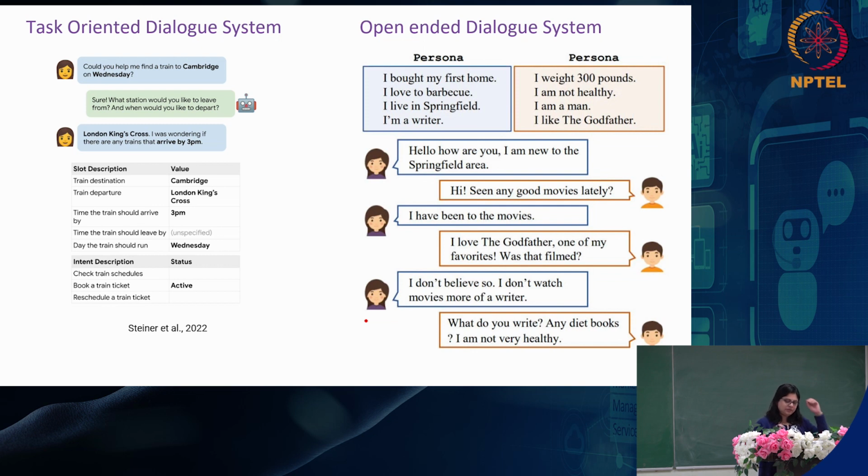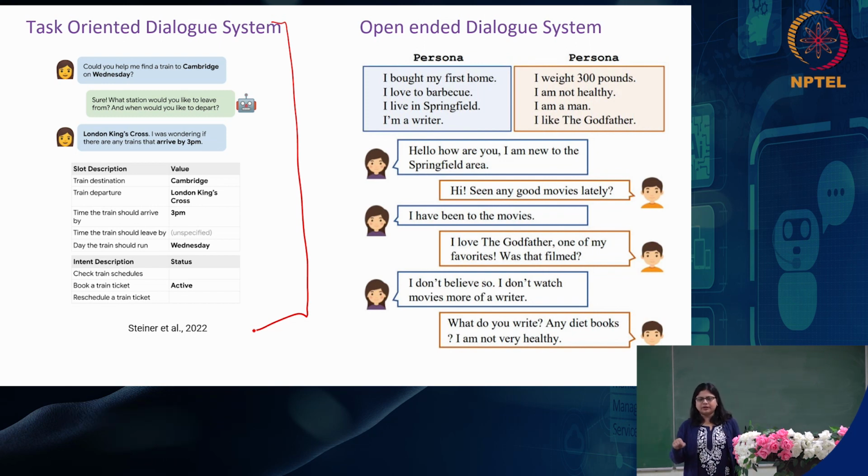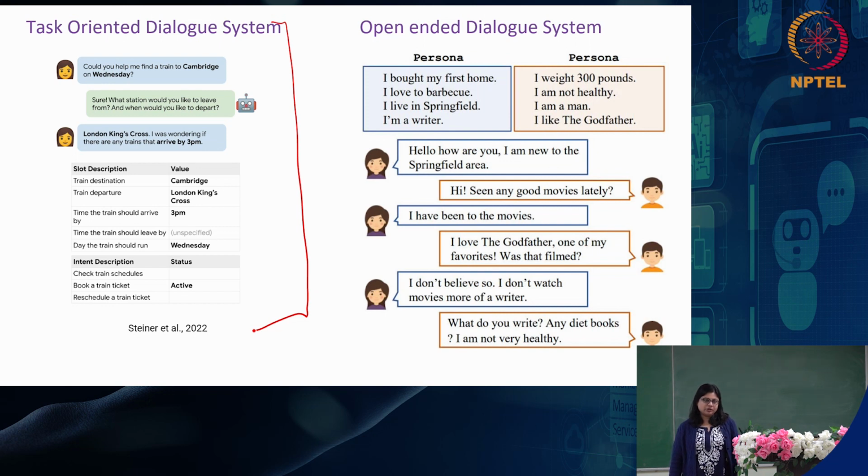Okay, so let me show you just one application: task-oriented dialogue systems and open-ended dialogue systems. A task-oriented dialogue system means you have a task in hand, like you ask your chatbot to solve a particular task, like you give Alexa a task. And chit chat means it behaves as a friend. Such chatbots are becoming very popular nowadays, like a mental health counselor.